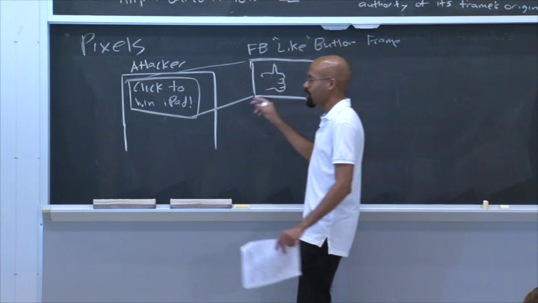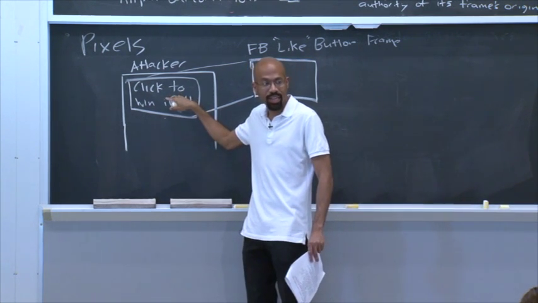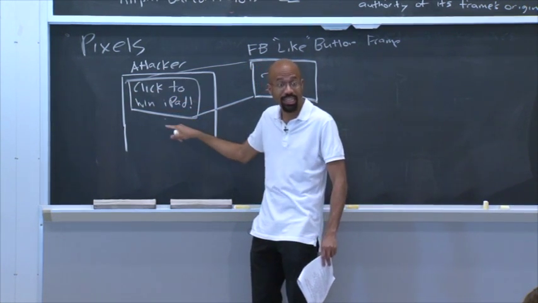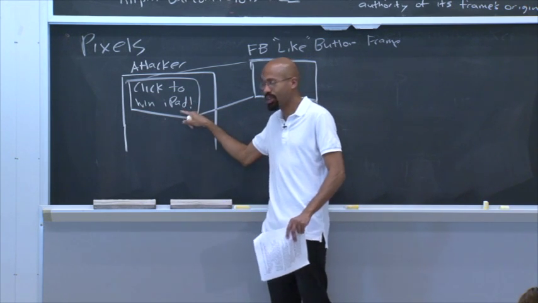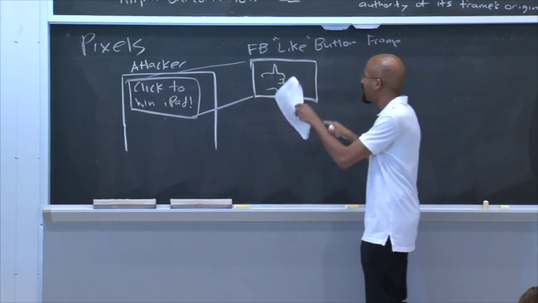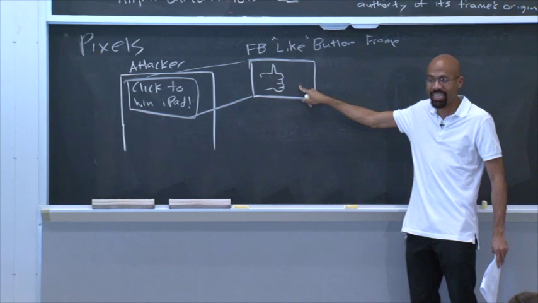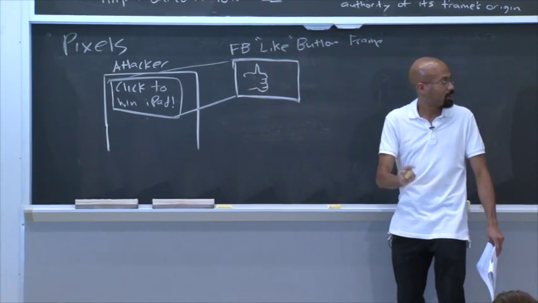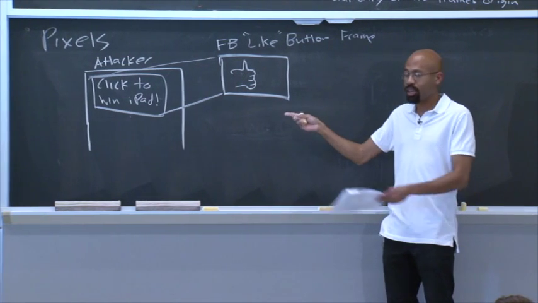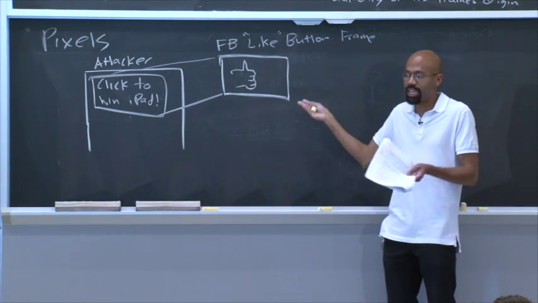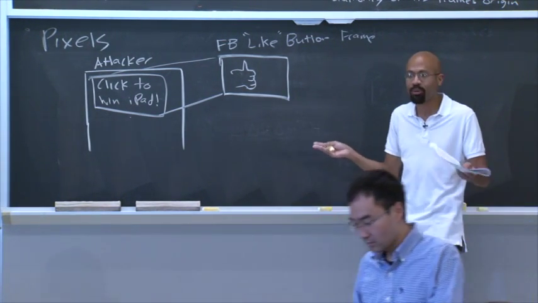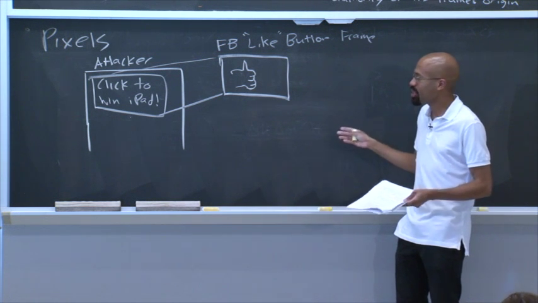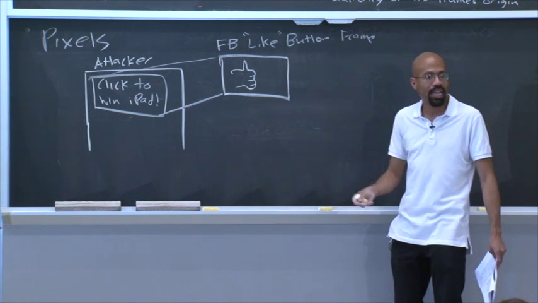So the user's going to go to this site, click on this area of the screen, thinking that they're going to click here and get the free iPad. But in reality, they're clicking the like button that they can't see. That's invisible, layered atop the Z index, right? And so now maybe they go check their Facebook profile and they've liked attacker.com, and they don't remember how that happened, right? So this is actually called a clickjacking attack.